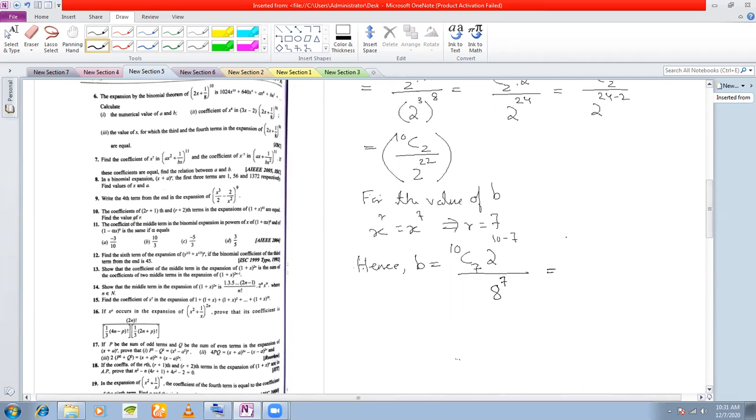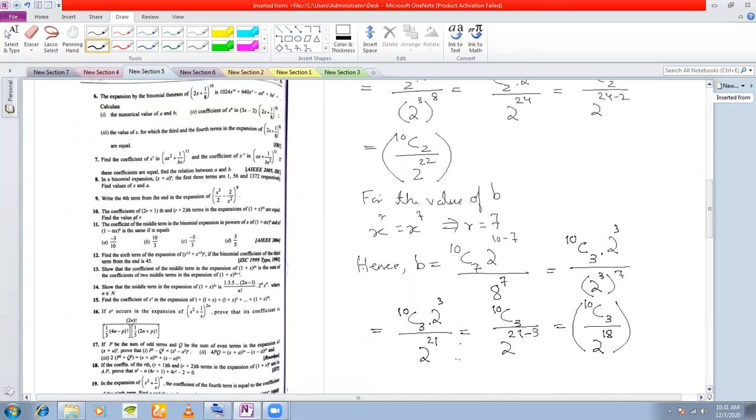Now again, you can simplify this just like earlier. 10C7 can be written as 10C3. This is 2 cube. And 8 can be written as 2 cube to the power of 7. So this is 10C3 into 2 cube divided by 2 to the power of 21. So this is 10C3 divided by 2 to the power of 21 minus 3 by the laws of indices. This is 10C3 divided by 2 to the power of 18. That's it.